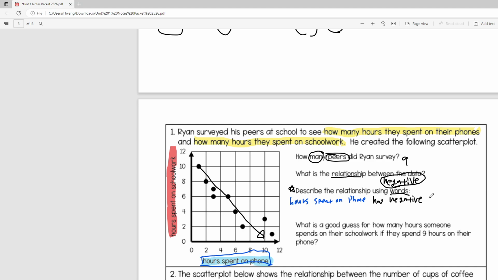Instead of word, actually, I'll use the word relationship. Who cares? It's correct. Relationship to, and which variable is affected, or dependent, by the independent variable? The dependent variable. That's the reason why it's called the dependent variable. And I'm just going to write it word by word. In this case, it's going to be hours spent on schoolwork.